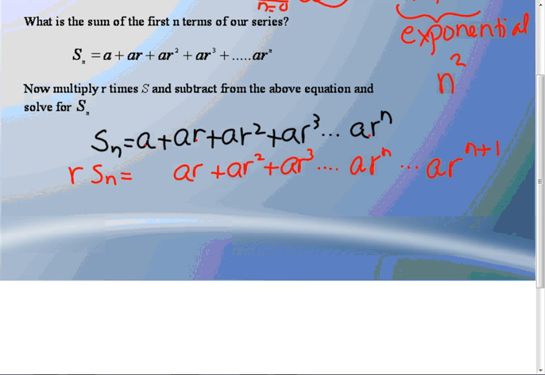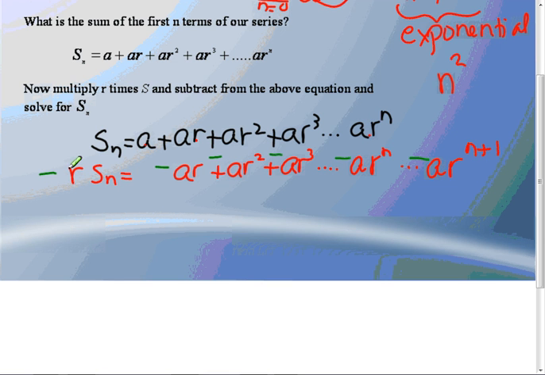Now, what I'm going to do with this is I'm going to subtract the bottom equation from the top equation. Why would I do that? Because what's going to happen when I subtract all these middle things? They're going to go away. That's right. Now, this is a well-known formula that we're going to come into, and that gives you the sum of the first n terms. I want to know what all the terms add up to.